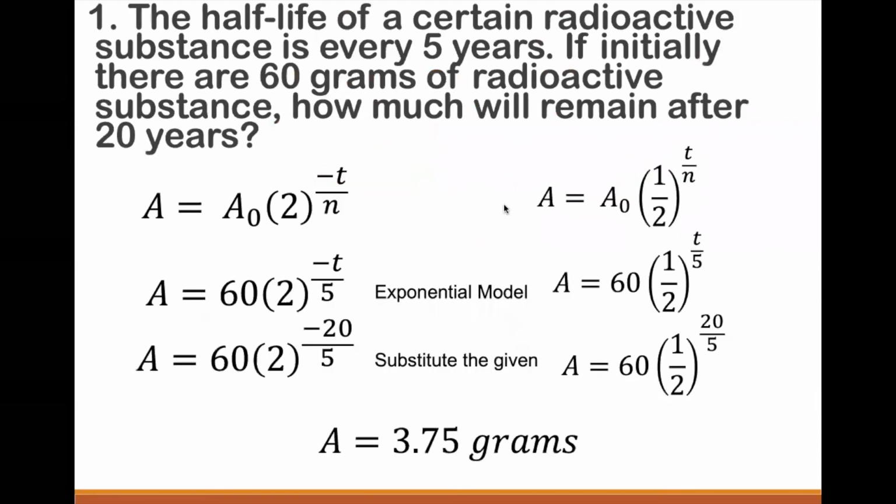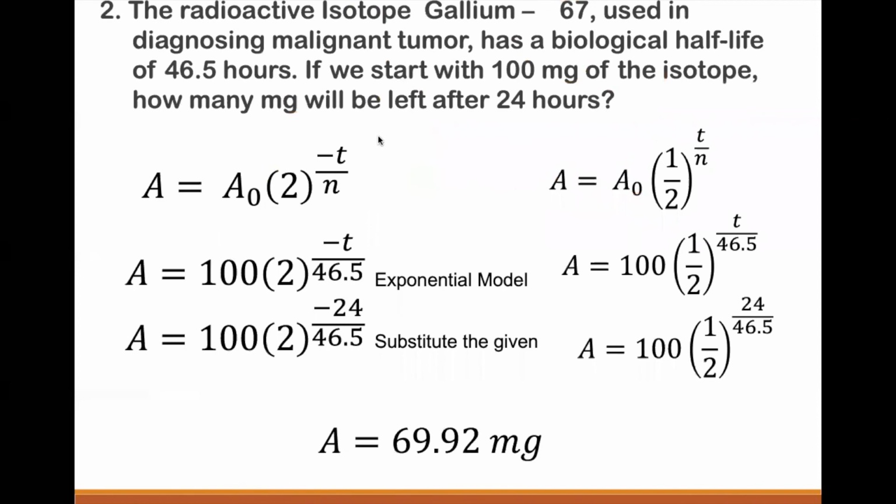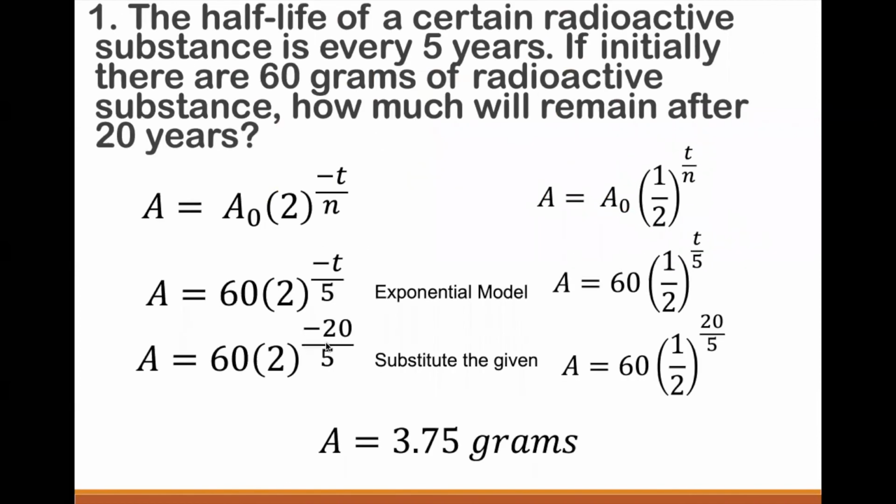The half-life of a certain radioactive substance is every 5 years. If initially there are 60 grams, which is the initial amount of the substance, how much will remain after 20 years? So 20 years is our time.